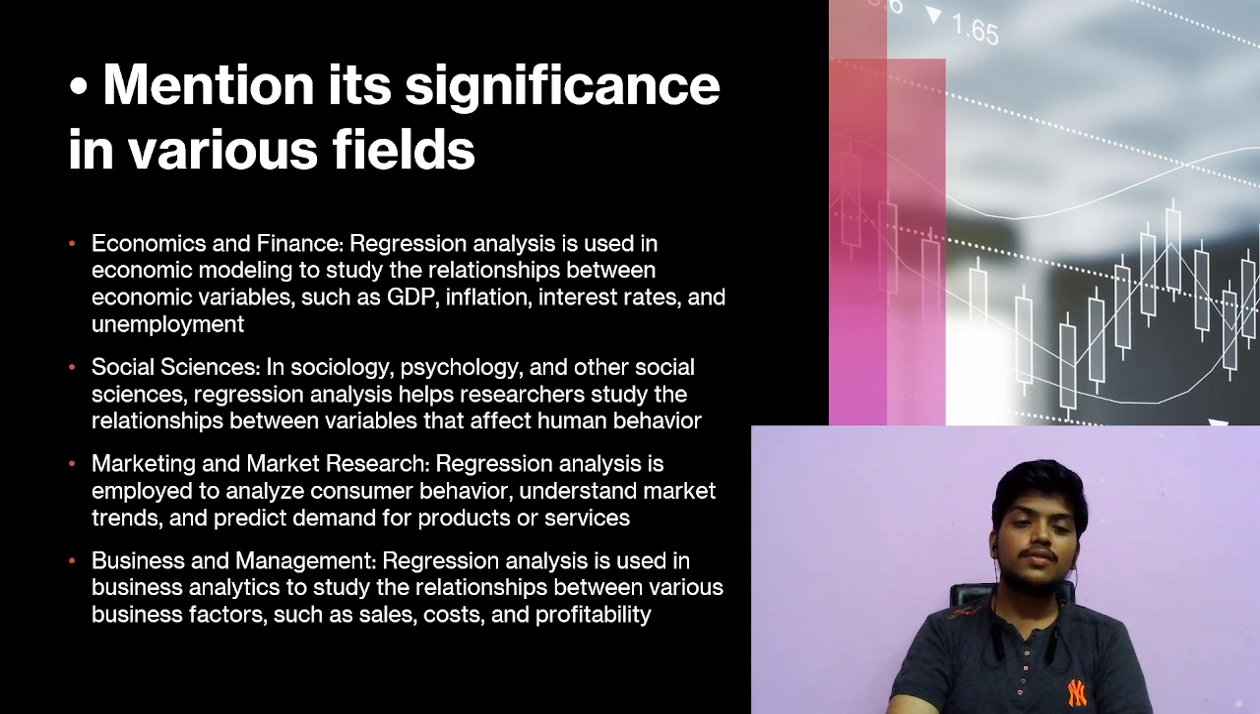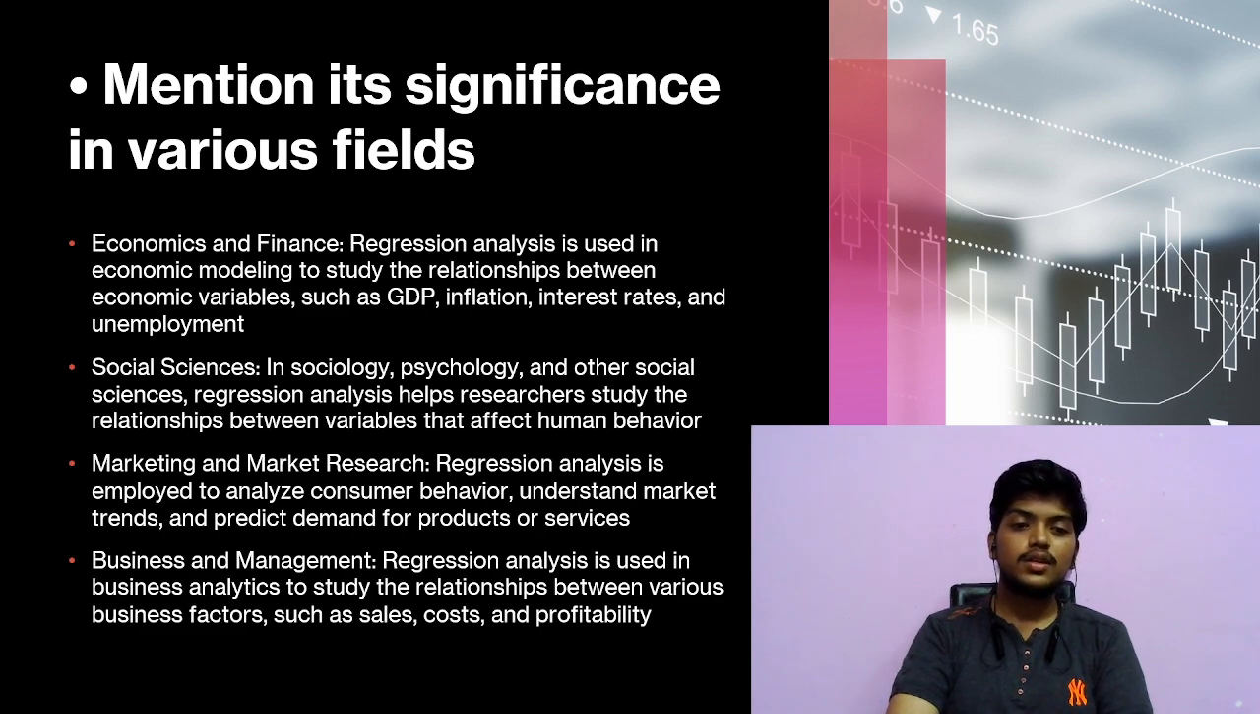Economics and finance. Its significance in various fields: it is used in economics and finance, social science, marketing and market research, business and management. In economics and finance, it is used in economic modeling to study the relationship between various variables such as GDP, inflation, interest rates, and unemployment. In social science, such as sociology and psychology, regression helps researchers study the relation between variables that affect human behavior. In marketing, regression is employed to analyze customer behavior, understand market trends, and predict demand for products or services.